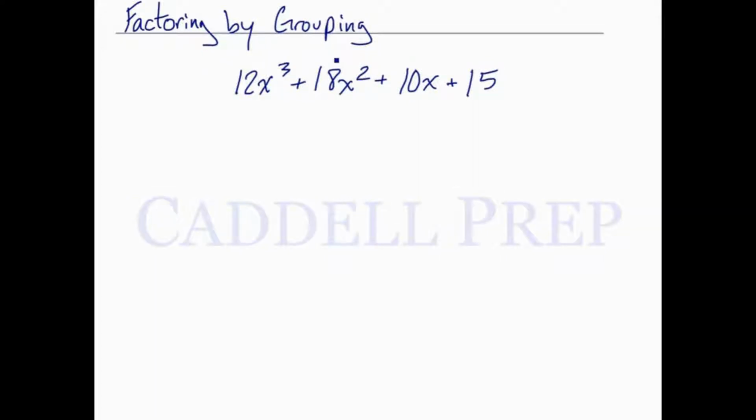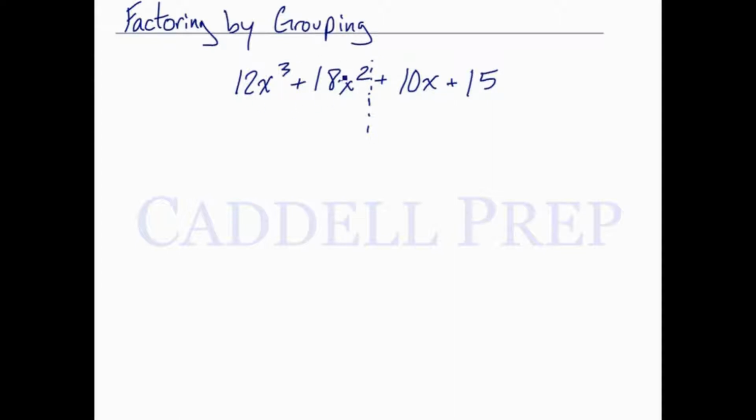Let's go over factoring by grouping. We have 12x cubed plus 18x squared plus 10x plus 15. So we're going to factor this 4-term polynomial using factoring by grouping. What we're going to do is split this in half. So pretend this cuts it in half.